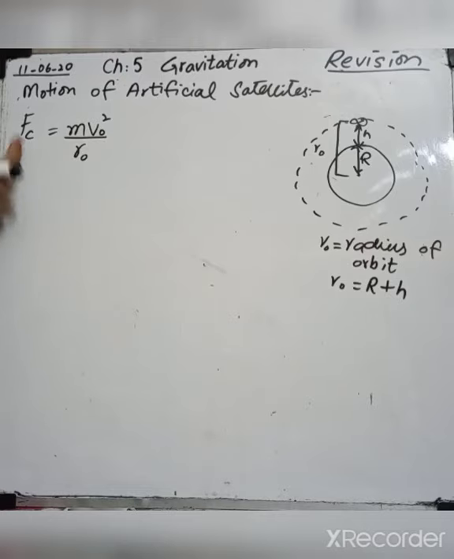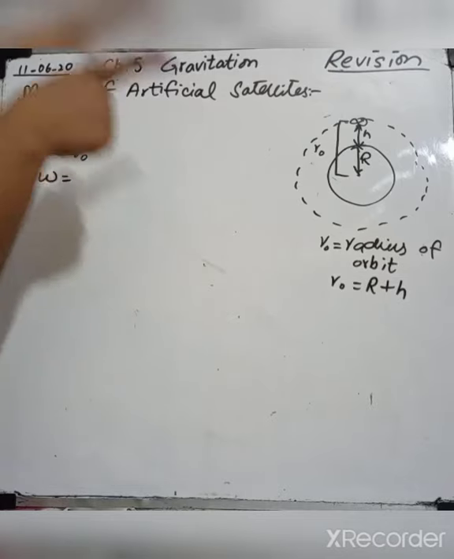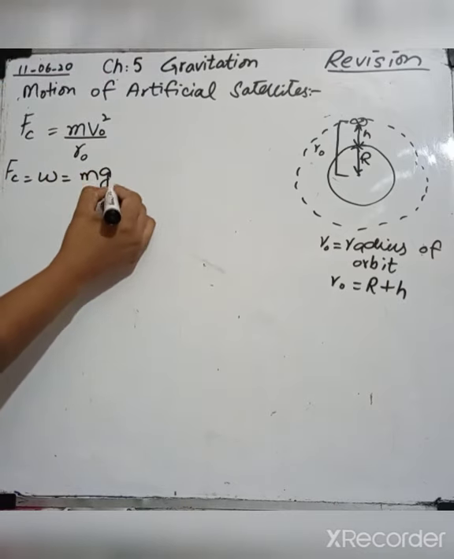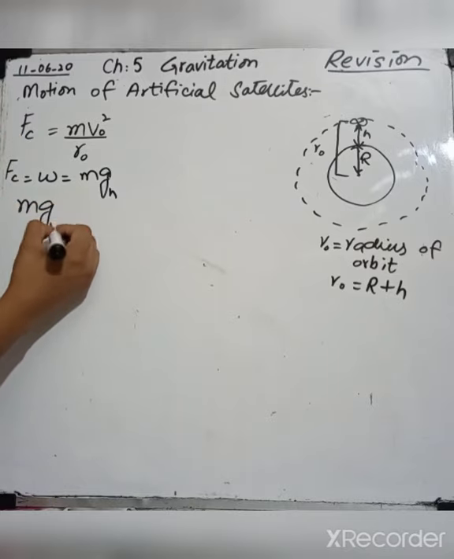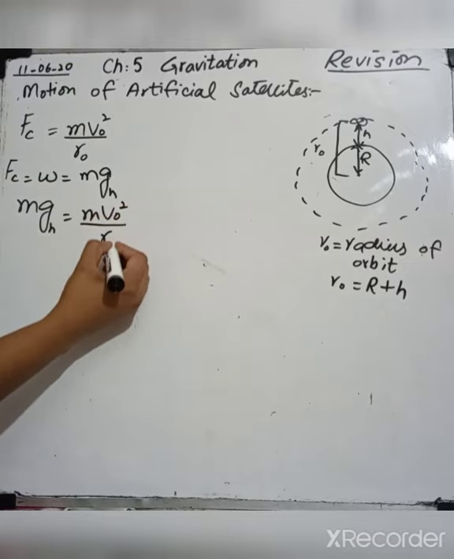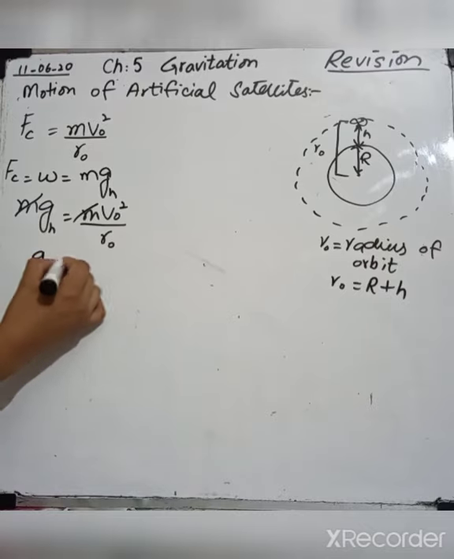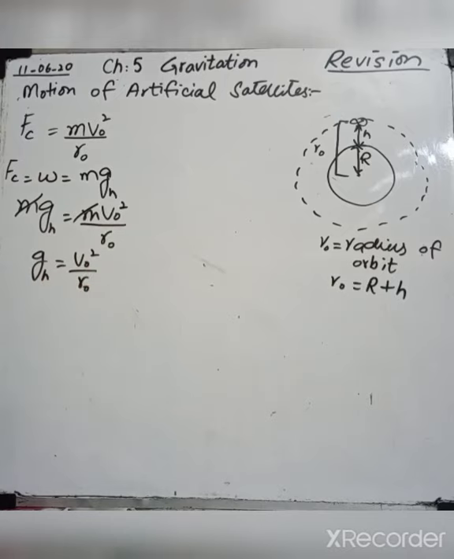Also we know that this necessary centripetal force is given by the weight of this satellite, because due to gravity the satellite can revolve around the earth. Its weight is given by mgh, so we can replace this force with mgh equals mv0 square divided by r0. Here m is the same on both sides, so it cancels. gh will be equal to v0 square divided by r0.